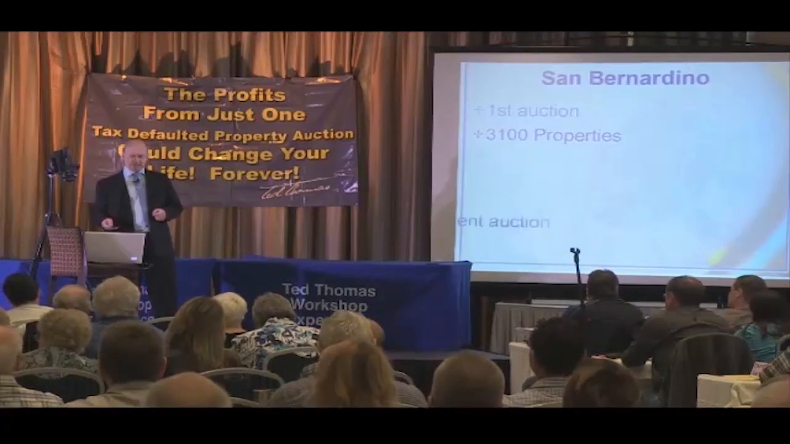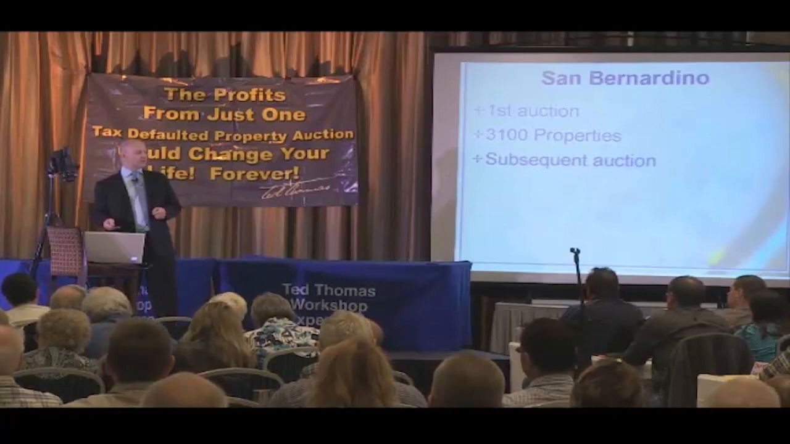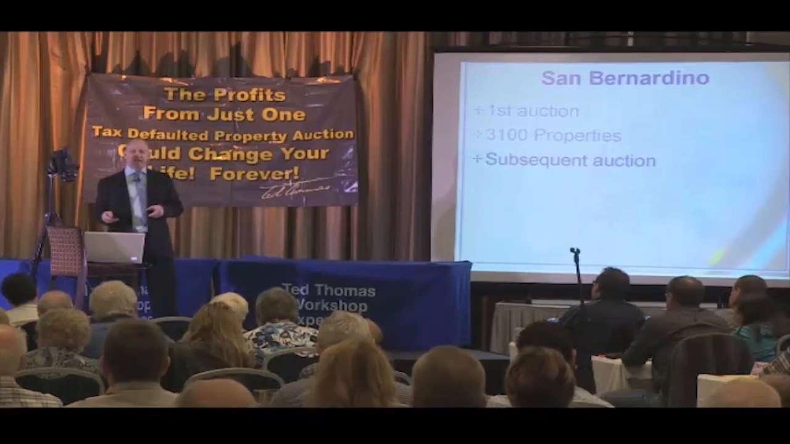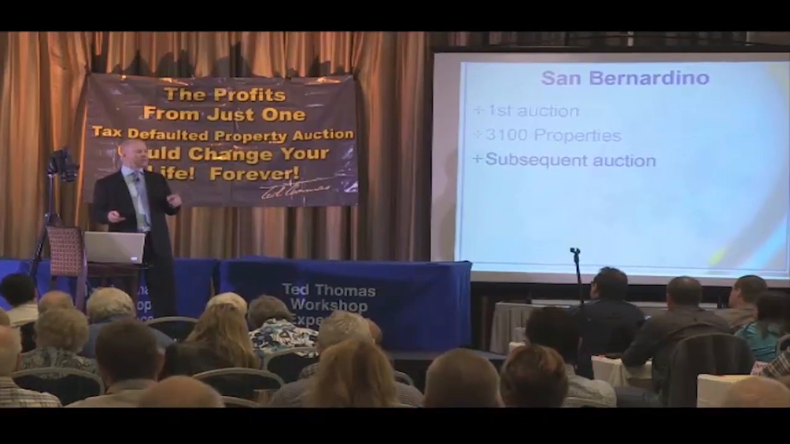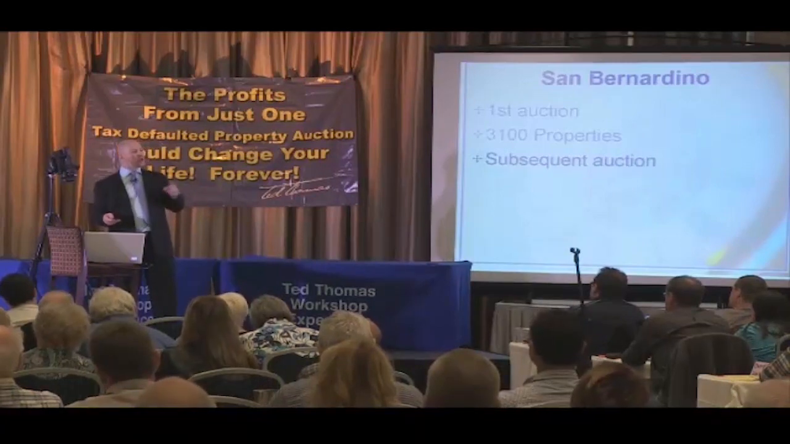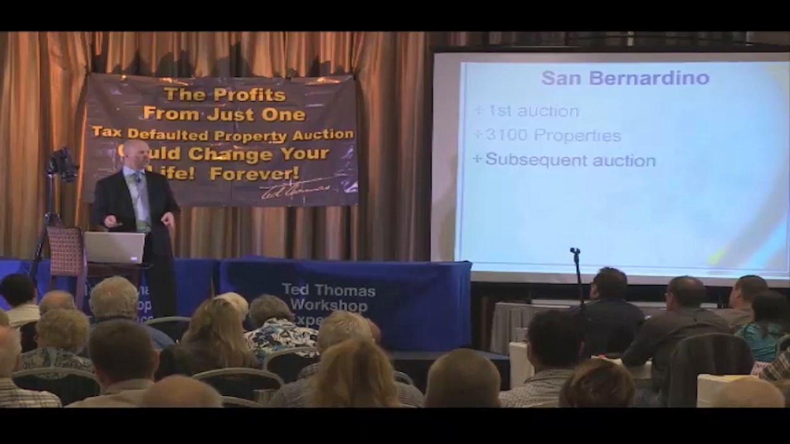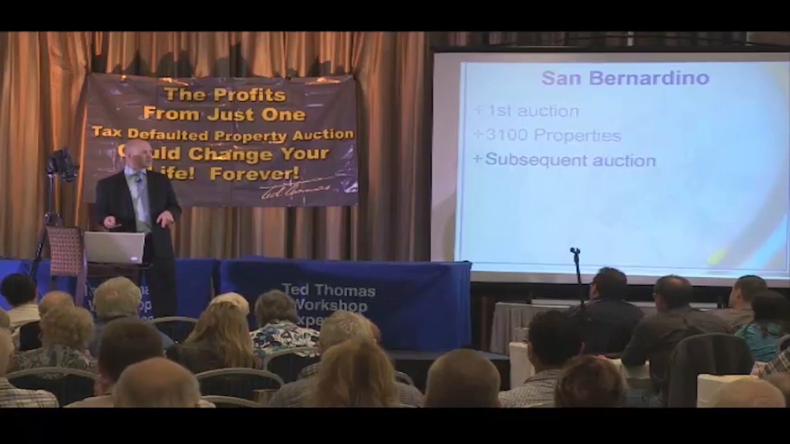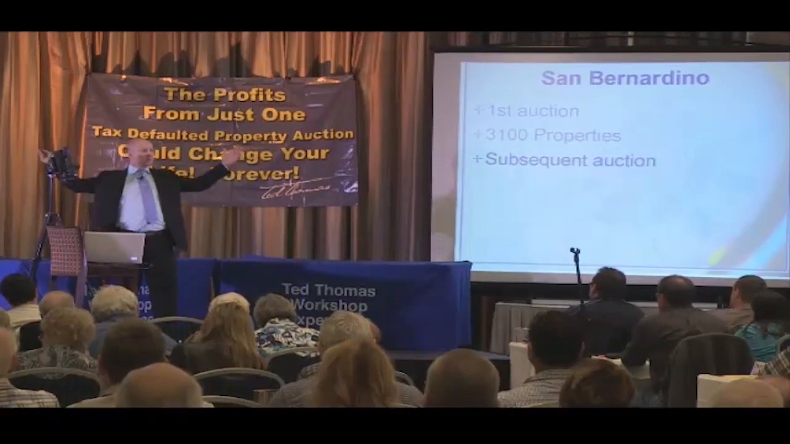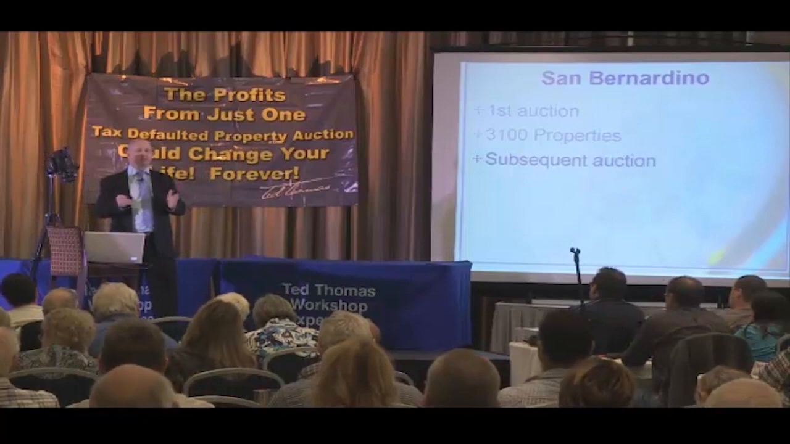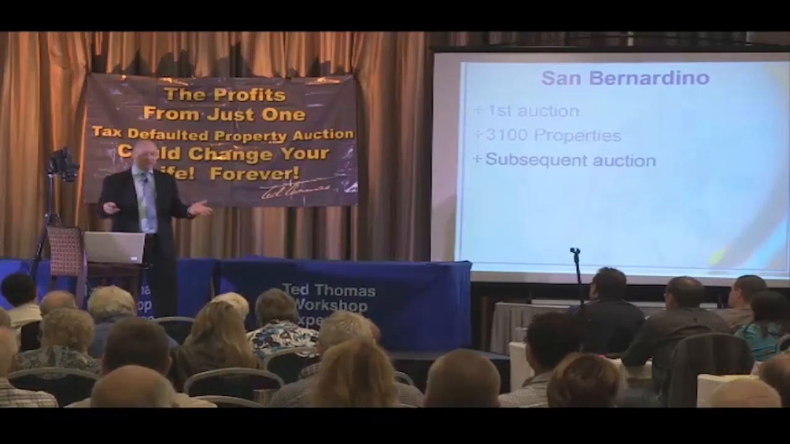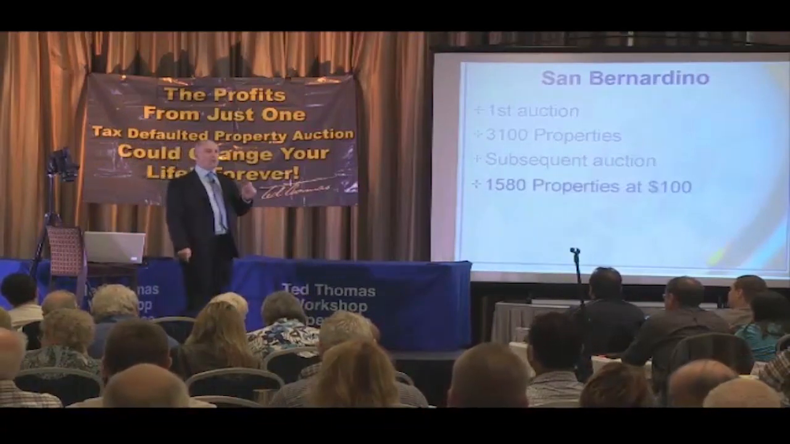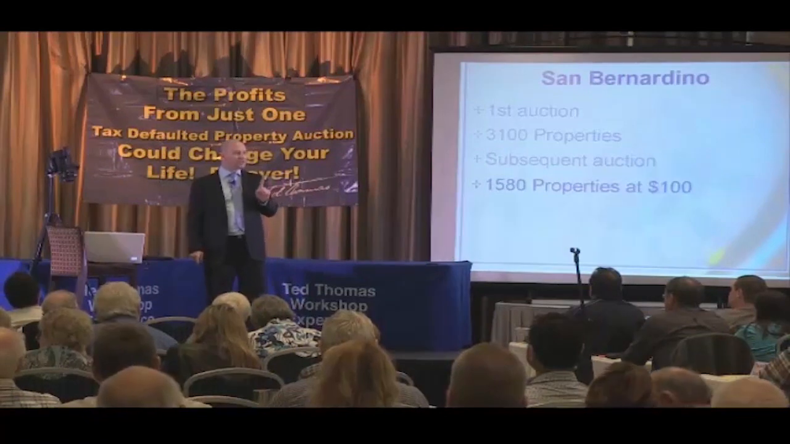Then there was a subsequent auction. Again, it's different. Every county is different. This time, they announced the subsequent auction about 2 weeks after the first auction and sent an email to the bidders. That was the only notice. So does that mean there's going to be more people or fewer people at that auction? Fewer people. They didn't know it. I'm excited, especially when there was 1,580 properties. Opening bid, $100.